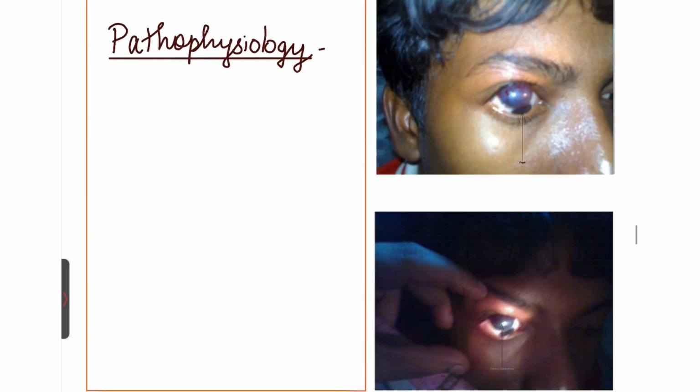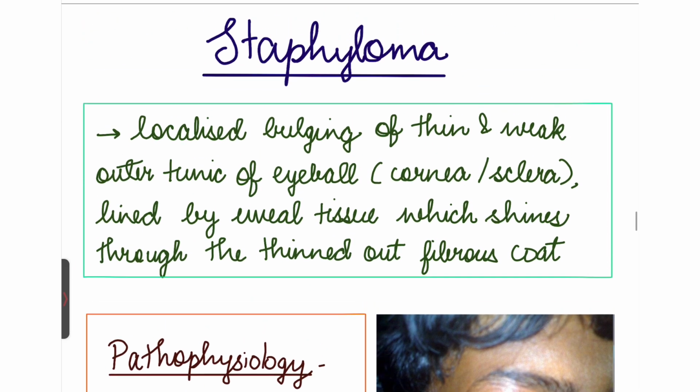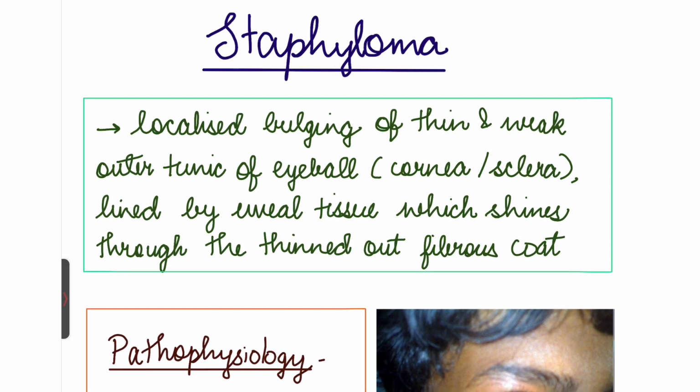Let's understand the definition. Staphyloma is localized bulging of thin and weak outer tunic of the eyeball, that is cornea or the sclera, lined by the uveal tissue which shines through the thinned out fibrous coat.